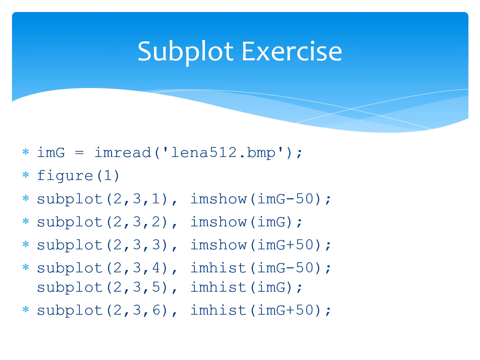As you can observe, the subplot function has 3 parameters, where the first 2 parameters indicate how to split the figure window. In this case, we want to split the figure window into 2 rows by 3 columns. The third parameter indicates the subplot ID.